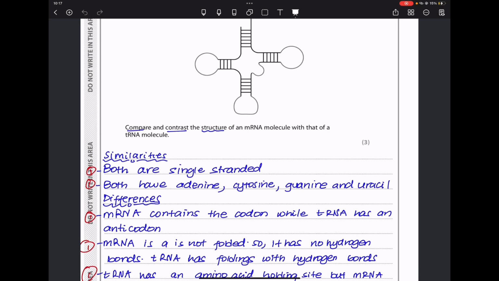So the similarities are both are single-stranded because they're both RNA, and both have adenine, cytosine, guanine, and uracil. They do not have thymine. In place of thymine, there is uracil.